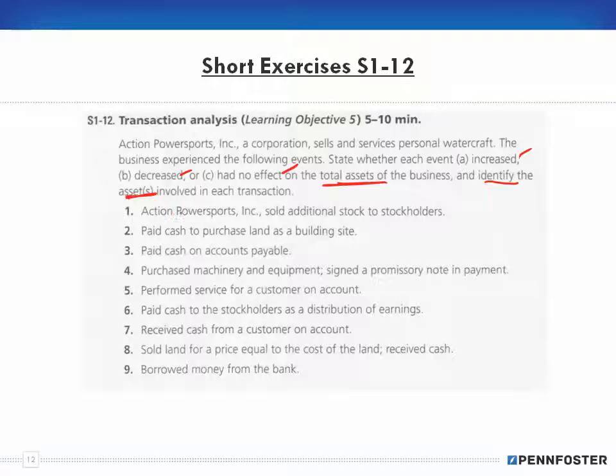Okay, so number one, Action Power Sports sold additional stock to stockholders. If it's selling stock to stockholders, that means it's receiving cash. Cash is an asset, so I'm identifying the asset as cash, and I'm increasing my cash. Cash is going up.